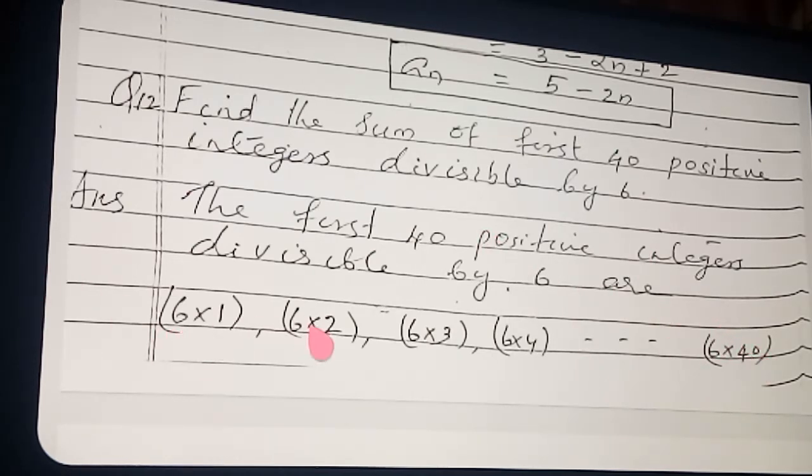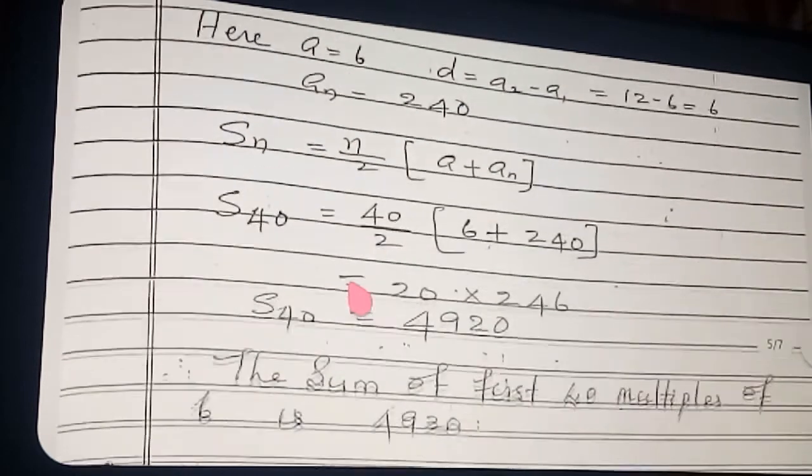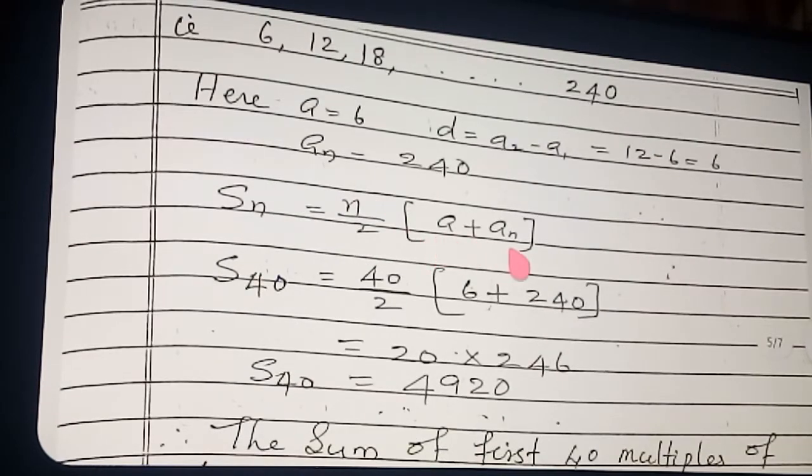So first term, second term, third term, fourth term and 40th term. Okay. So here listen. 6, 12, 18, etc. up to the 40th. What is the first term? A is equal to 6. And the common difference D, A2 minus A1, that means 12 minus 6, 6. And what's the value of n? 40. Clear? What is your question? You want to find out the sum of 40 terms. That means Sn.